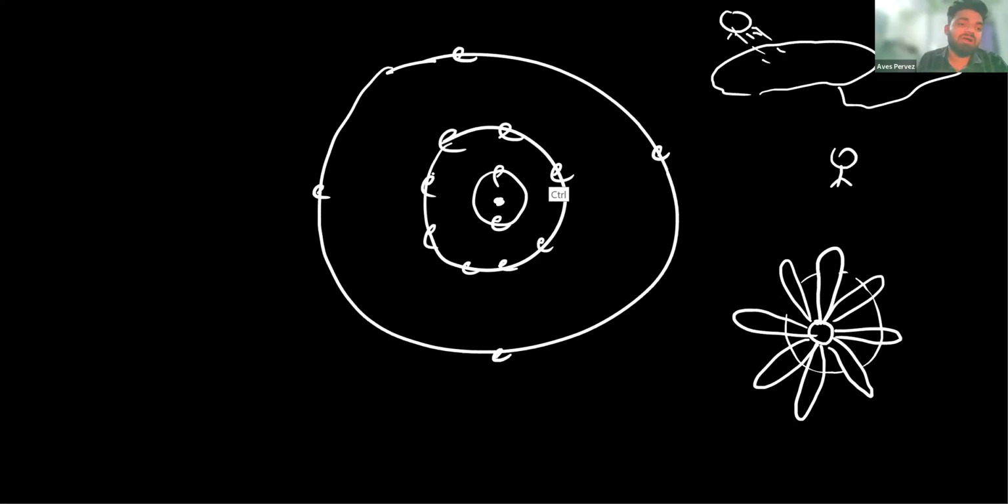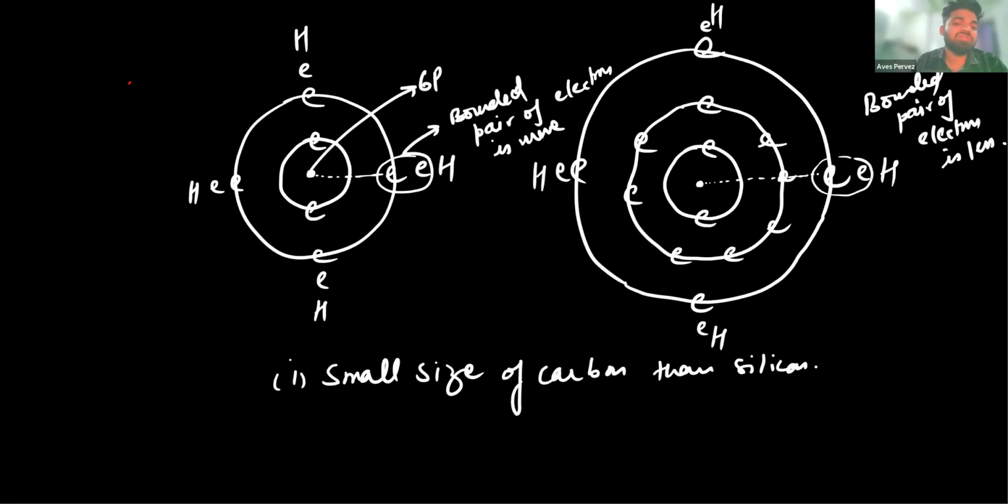However, in carbon, there are two inner electrons only. They are not able to shield. So the nucleus is easily visible to these electrons, and they are tightly held by the nucleus. So the effective nuclear force on the bonded pair of electrons is more in carbon in comparison to that of silicon, even though silicon has 14 protons.